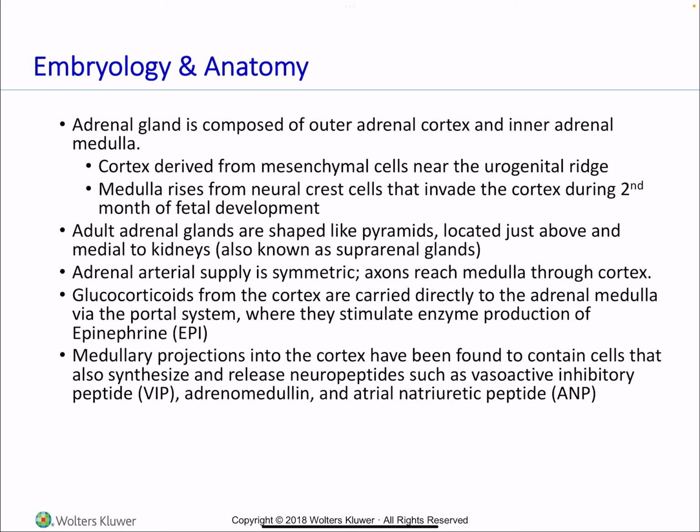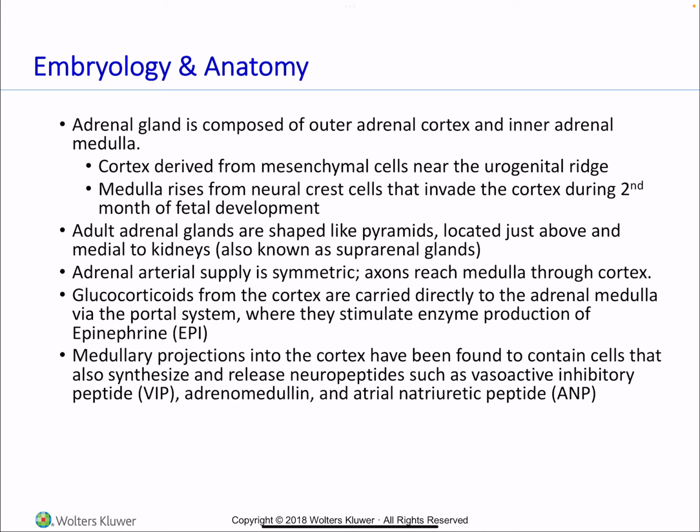Okay, so let's talk about the embryology and the anatomy of this particular gland. The adrenal gland is composed of the outer adrenal cortex, and it also has an inner adrenal medulla. The cortex is derived from mesenchymal cells near the urogenital ridge, and the medulla arises from the neural crest cells that invade the cortex during the second month of fetal development. The adult adrenal glands are shaped like pyramids, and they are located just above and medial to the kidneys. They are also known as suprarenal glands.